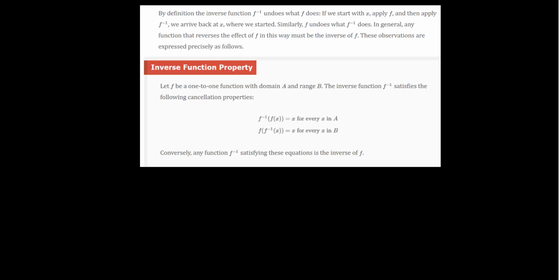Well, to figure things out algebraically, we follow the inverse function property. Reading this, it says, let f be a one-to-one function with domain A and range B. The inverse function, f inverse, satisfies the following cancellation properties. If I take f inverse of f of x, if I take the inverse function and compose it with f of x, then I should get x. And if I take the normal function f and compose it with the inverse function, then I should also get x. If I get x in both cases, then I know that f inverse of x and f of x are inverses of one another. Okay, so where does this come into play?